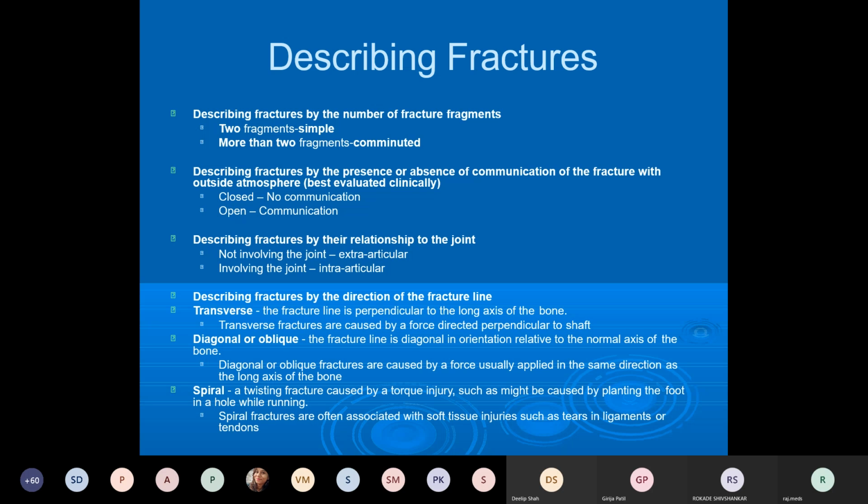Next is the spiral fracture, a twisting fracture caused by a torque injury, such as might be caused by planting the foot in a hole while running. Spiral fractures are often associated with soft tissue injuries, such as tears in the ligaments and the tendons. So for describing fractures, you first identify the fracture fragments, then the communication of the fracture fragments with the outside atmosphere, then the relationship to the joint, and the direction of the fracture line.